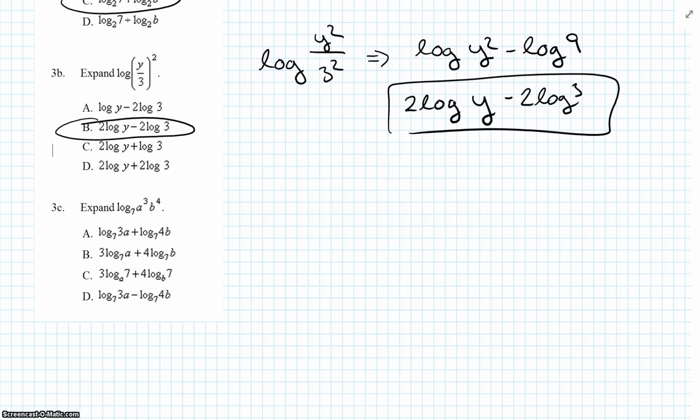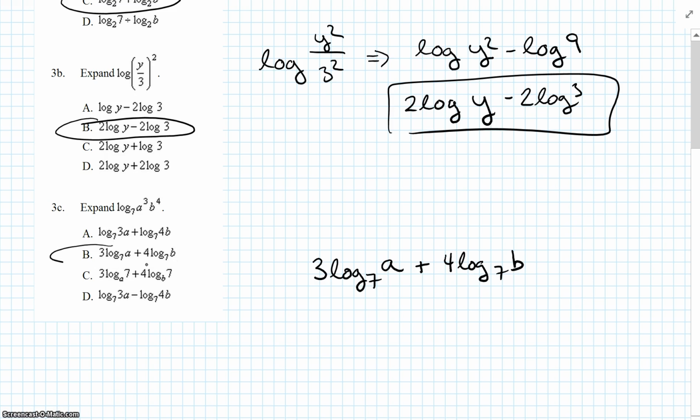All right, expand log base 7 of a cubed b to the 4th. Well, if you wanted to speed it up, you could say this is 3 log base 7 of a plus 4 log base 7 of b. Each exponent becomes its own part.